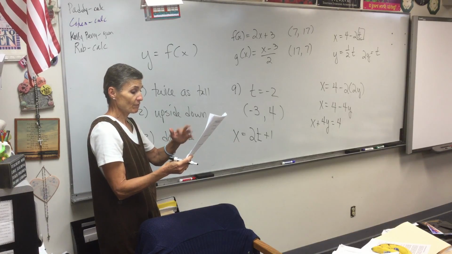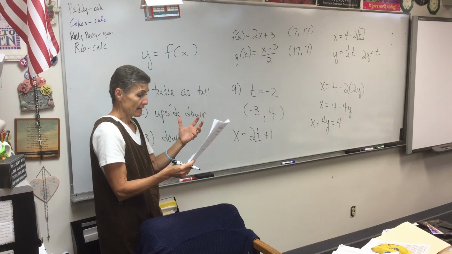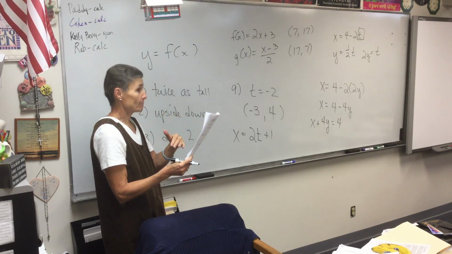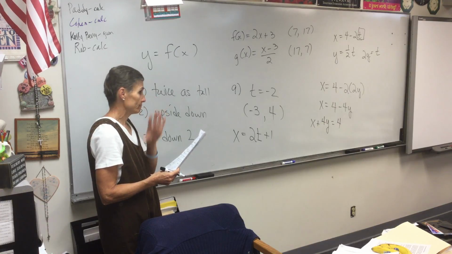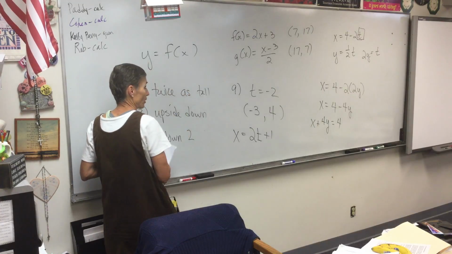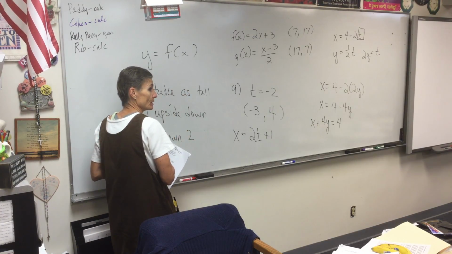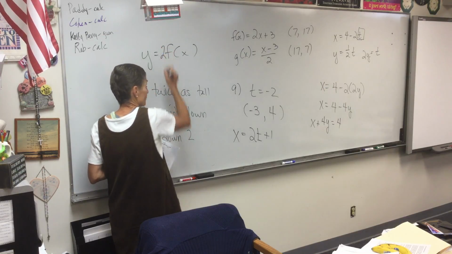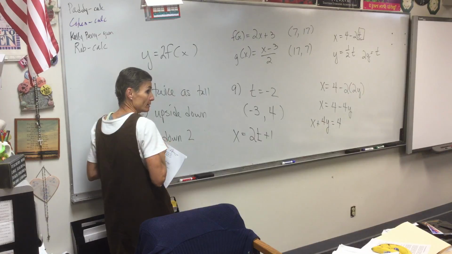Can everybody see everything's 2 times as tall as it was originally? And it's dropped down 2 units from the axis. Okay. Now we have to put all that into our equation. So how do we handle twice as tall? We put a 2 out here in front, right? That's the twice as tall spot.